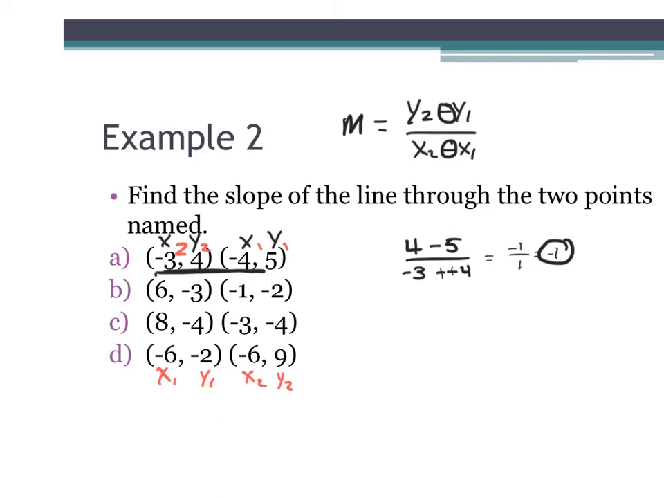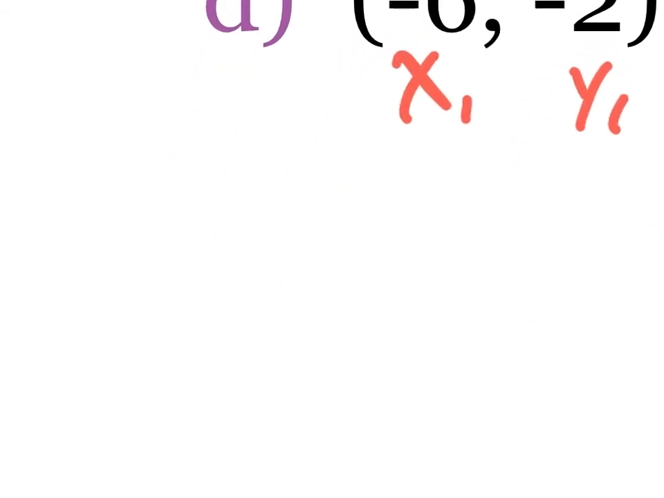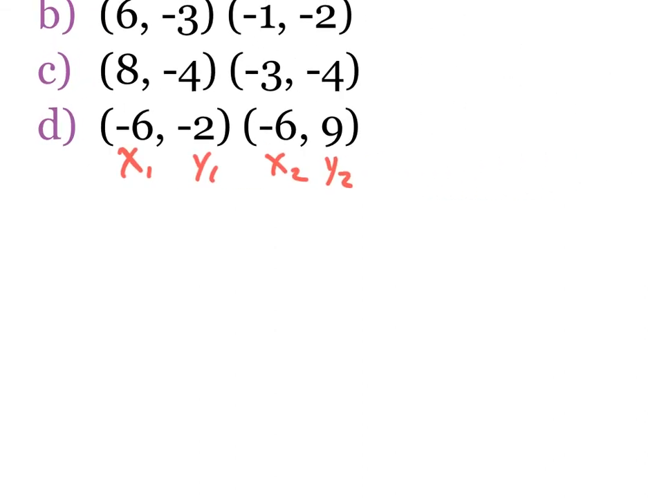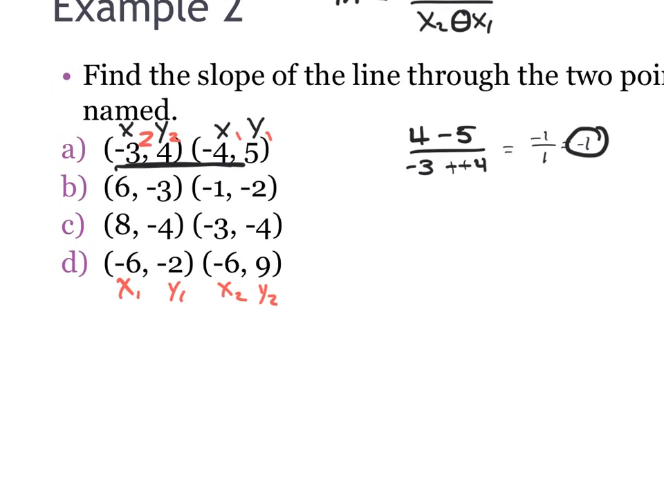Just make sure that you couldn't call one of these things x1 and the one right next to it y2. This is a set. So it's set 1, there is set 2. We could reverse the numbers on these and be just as good. So y sub 2 is 9 minus y sub 1 is negative 2. X sub 2 is negative 6 minus x sub 1, which is negative 6. So here we go. 9 plus 2 is 11. And then negative 6 plus 6 is 0.